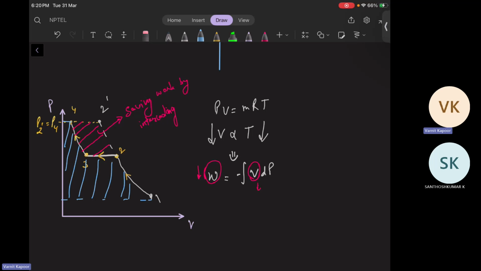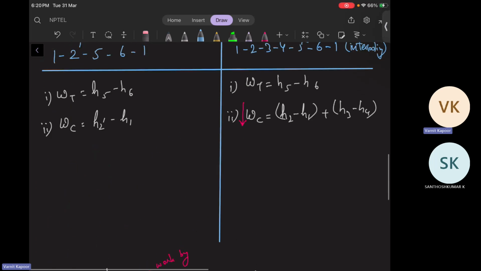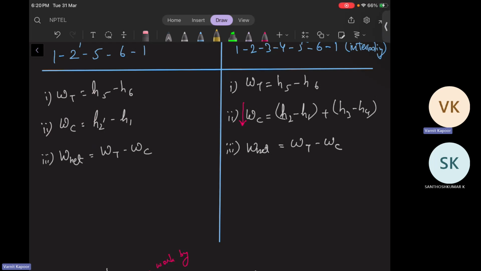All right, so let us come to the next, third point. Third point is your work net. That is work done by turbine minus work done by compressor. And you have reduced the work done by compressor. So net work has been increased because you have reduced the compressor work. So you get more amount of work. So compressor work decreases, work net increases.